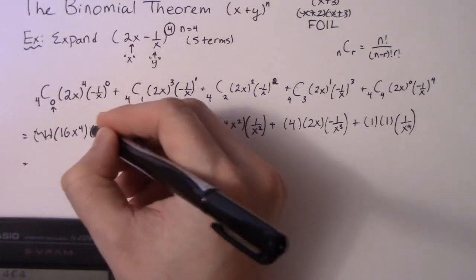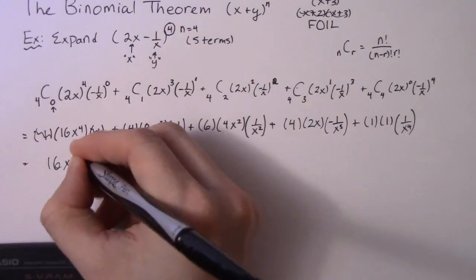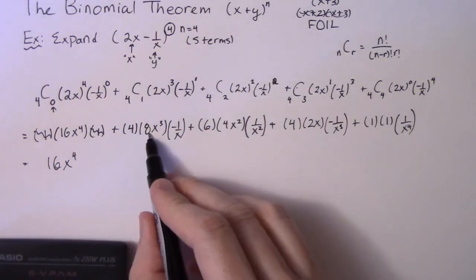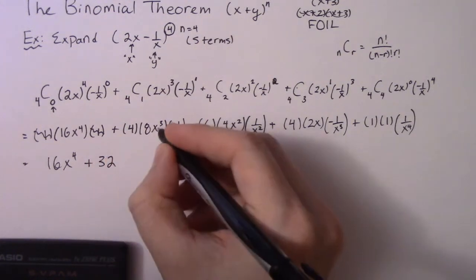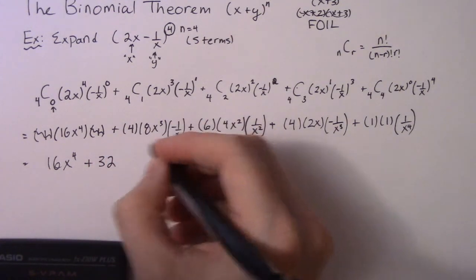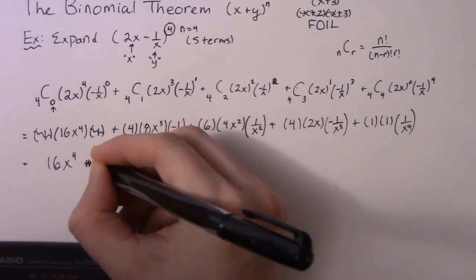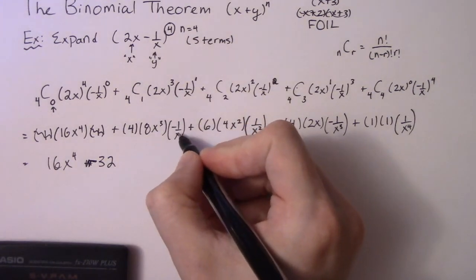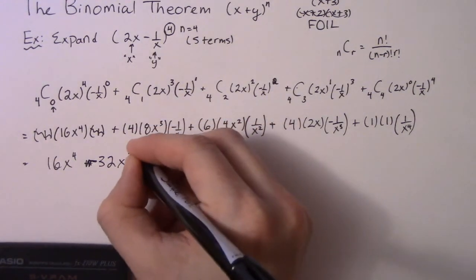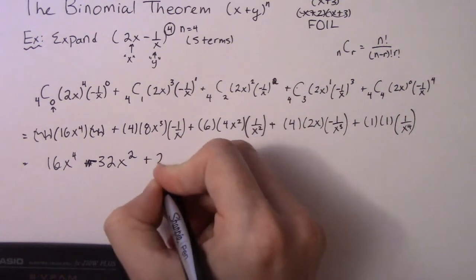So the 1's don't really matter here. They're useless. So I just end up with 16x to the 4. Then I got 4 times 8, which is 32. And I had x to the 3 divided by, I can't forget about that negative, so that's actually negative 32. So we'll subtract 32 there. So x to the 3 divided by x, so that's x squared. Then I have 6 times 4, which is plus 24.